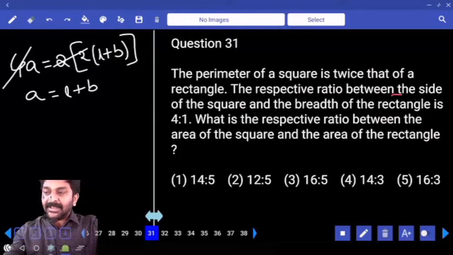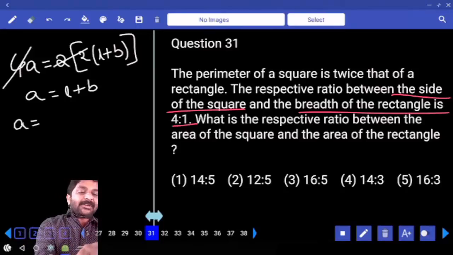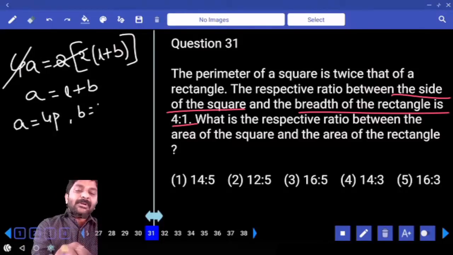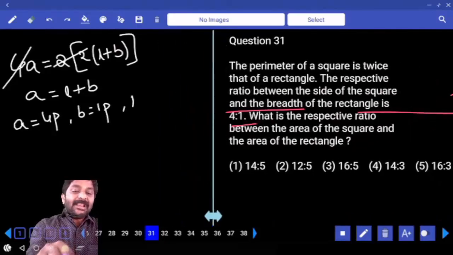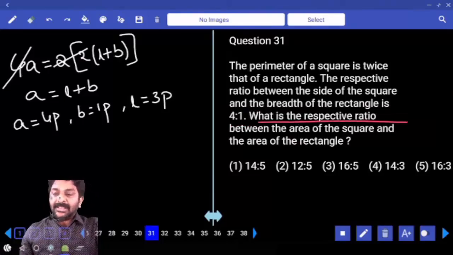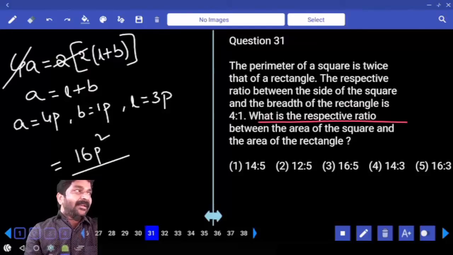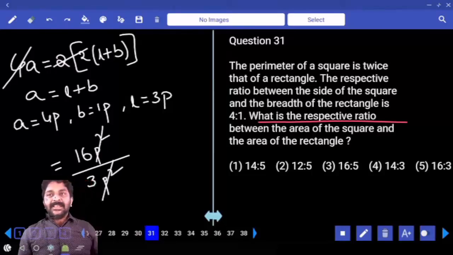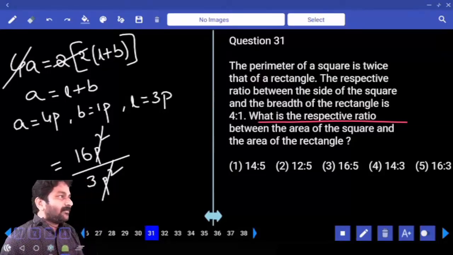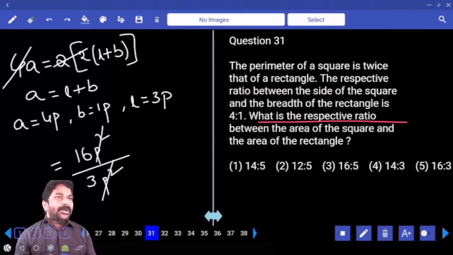The respective ratio between the side of the square and the breadth of the rectangle is 4:1. That means A is equal to 4 parts, B is equal to 1 part. From the above condition, length becomes 3 parts only. Now what is the respective ratio between the area of the square and the area of the rectangle? Square area, A squared, 16 P squared. Rectangle area, length into breadth, 3 P squared. P squared cancels. 16 by 3, 16:3. Over.